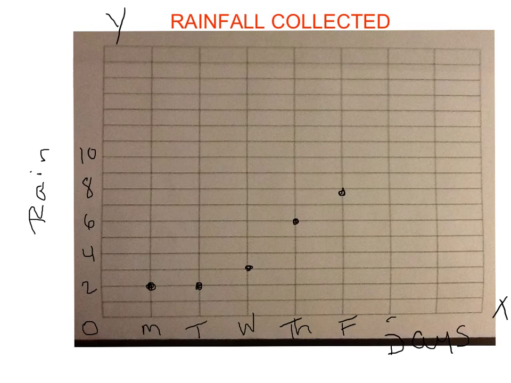Oops, and I forgot to write Saturday over here. Let me add Saturday to that. And we're going to go up to 9 inches. All right, and so you needed to connect those dots in the order that you plotted them. So we went from 2 to Wednesday, Thursday, Friday, and Saturday. And that will show you how the rain accumulated from Monday through Saturday.